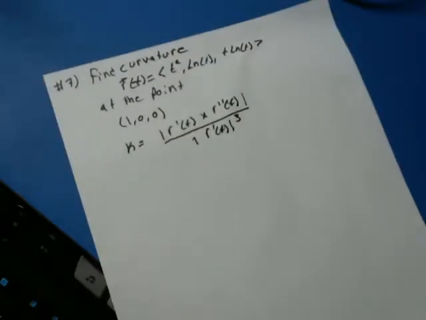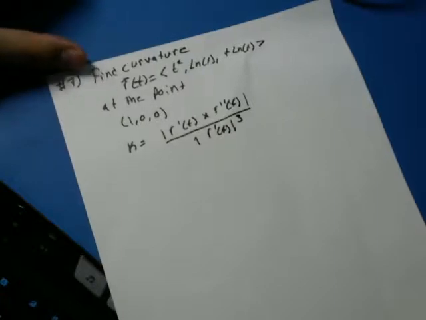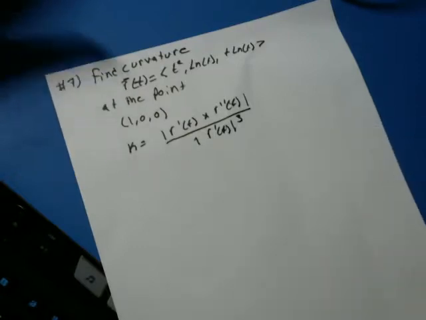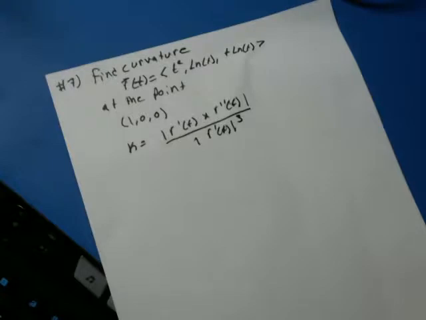Alrighty, so for this problem, we have to find the curvature of r of t at the point (1, 0, 0), right? The easiest formula to use here would be k equals the magnitude of r prime of t cross r double prime of t, over the magnitude of r prime of t cubed. That's the formula for the curvature.